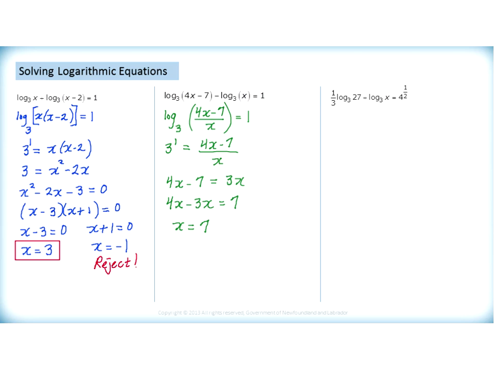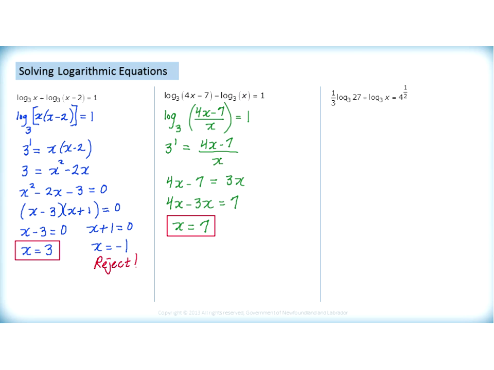We still need to check for extraneous roots. So when x is equal to 7, we are actually taking the log of 4 times 7, which is 28. 28 minus 7, we are taking the log of 21. And here it's the log of 7. So this is not an extraneous root, so x equals 7 is an acceptable solution.